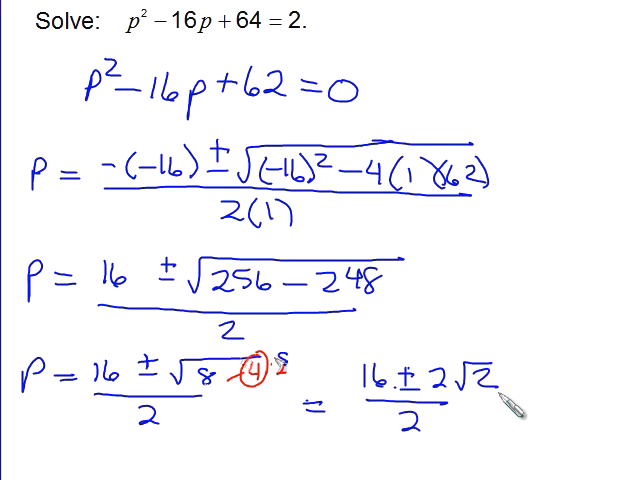by 2. And now, since they all have a 2 in common, I can divide out that 2, leaving me an 8 plus or minus square root of 2, and it would be over 1. So I'll just write it this way. So our final solution then is p is either 8 plus radical 2 or p is 8 minus radical 2.